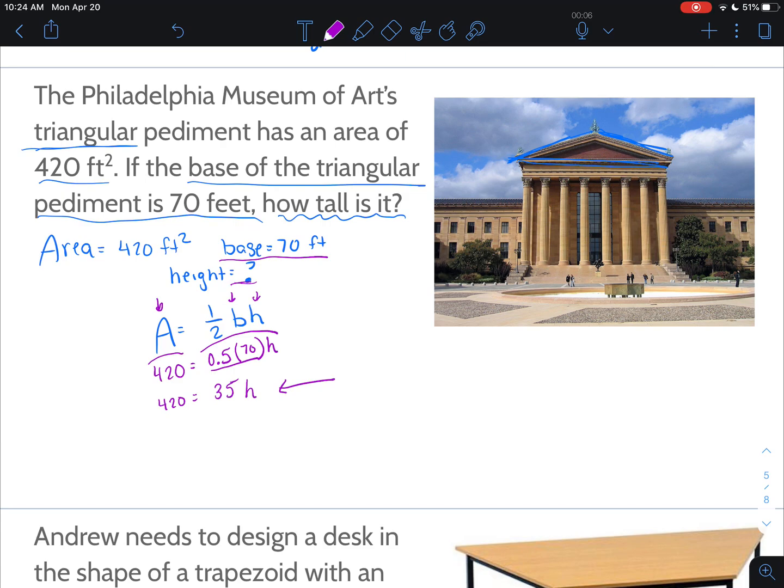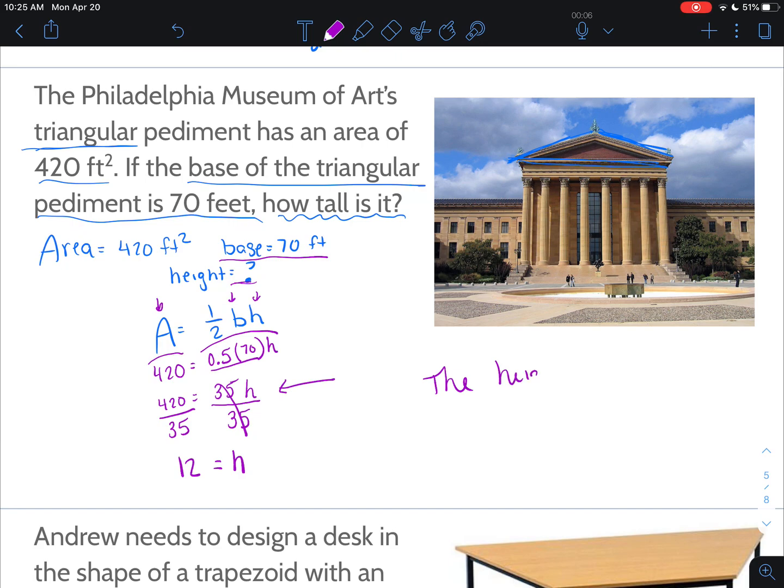So what's going on with my variable, or what's going on with my H? It's being multiplied by 35. So I'm going to divide each side by 35. They cancel out. You are left with H, or the height is what we're looking for. And you want to do 420 divided by 35. And you should get 12.